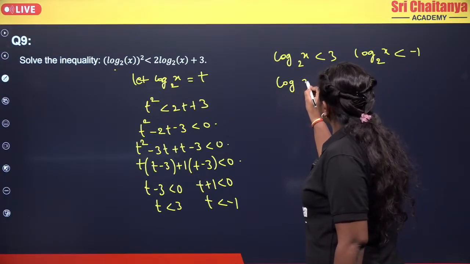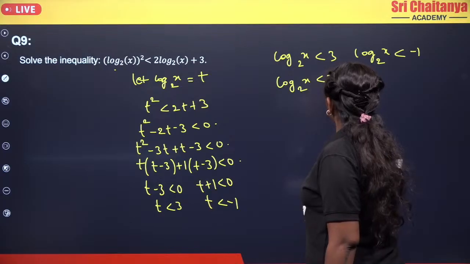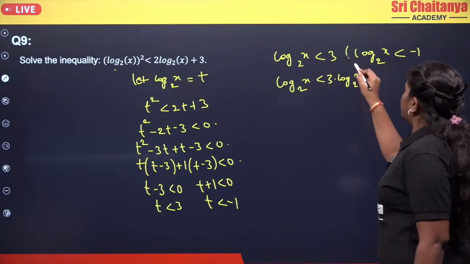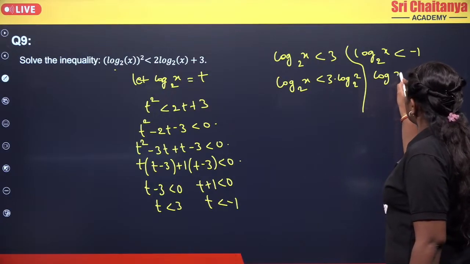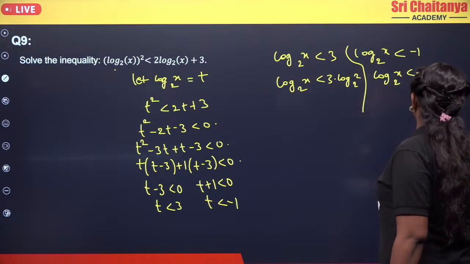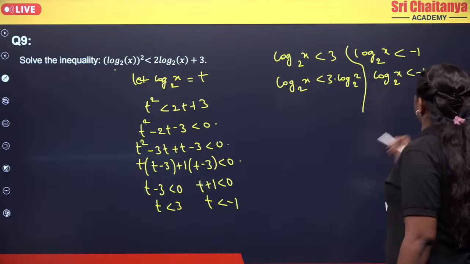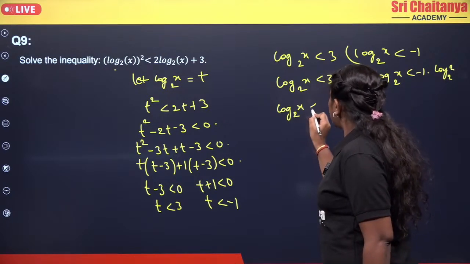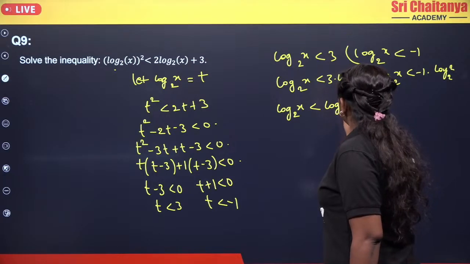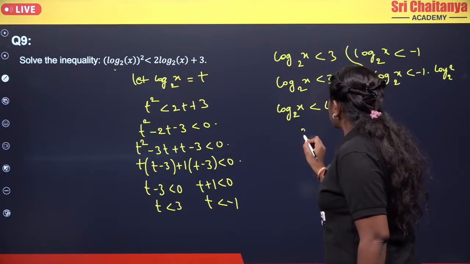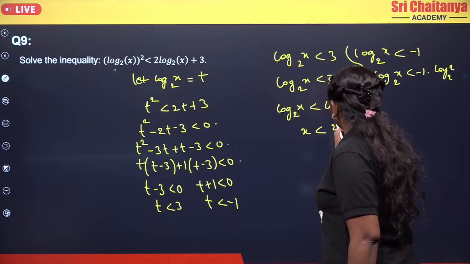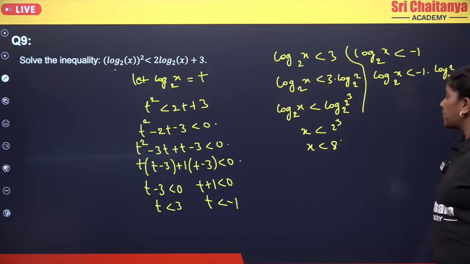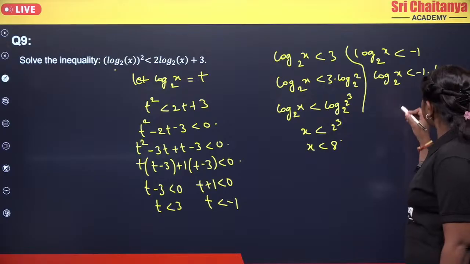So log x to the base 2 is less than 3 into log 2 to the base 2. Same here, log x to the base 2 is less than minus 1 into log 2 to the base 2. Now here it will become log x to the base 2 less than log 2 cube to the base 2. So x will be less than 2 cube value, which is that x is less than 8. Okay. Now moving to the next.